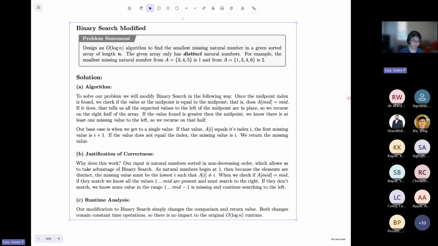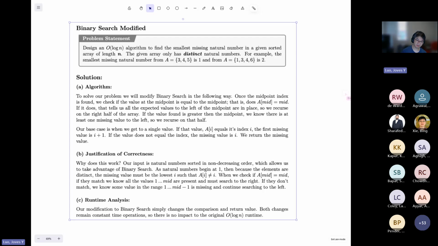Okay. Justification of the correctness. Why does it sort? Well, our input is natural numbers sorted in non-decreasing order, which allows us to take advantage of binary search. Okay, we explain why we are going to use binary search. As natural numbers begin at 1, then because the elements are distinct, the missing number must be the lowest I, such that A of I is not equal to I.